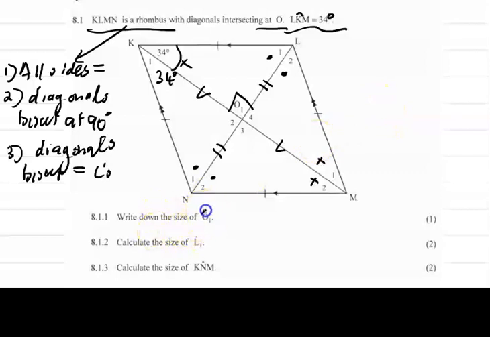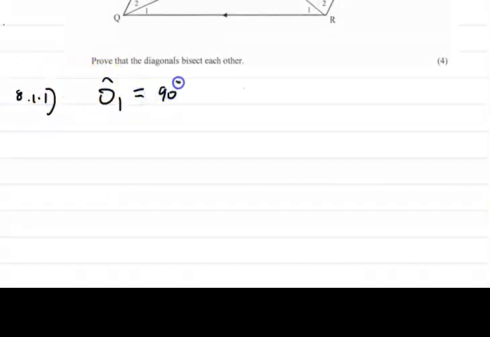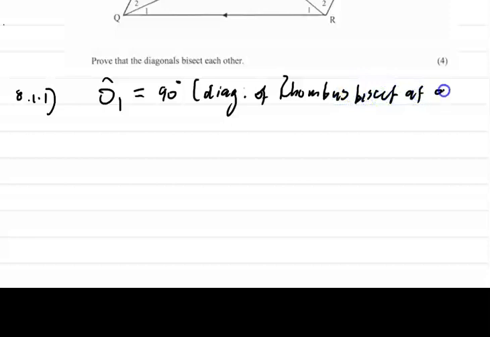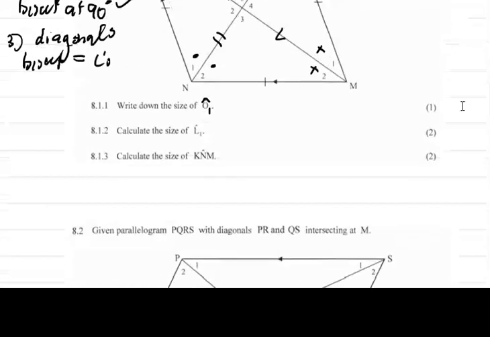Write down the size of O1. So where's O1? There's O1 over here. 90 degrees, right? So that's going to be 90 degrees, and we can write down diagonals bisect at 90 degrees. Diagonals of rhombus bisect at 90 degrees. So that will be 8.1.1. Let's write that down. So O1 equals 90 degrees, and our reason will be diagonals of rhombus bisect at 90 degrees. Okay, so that should do.